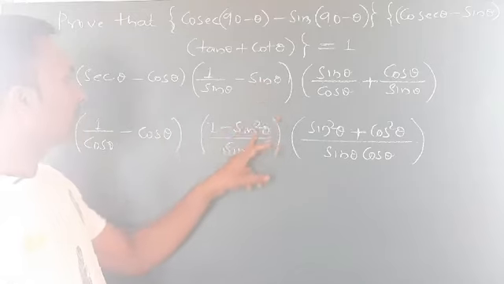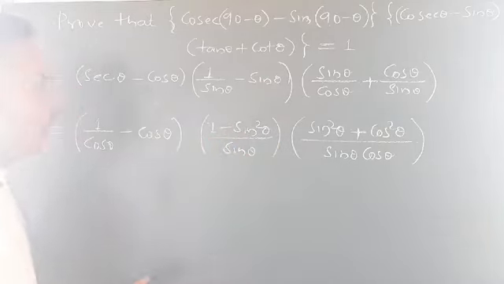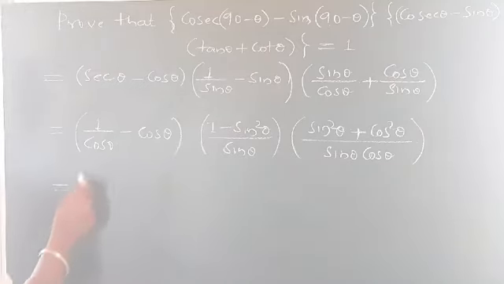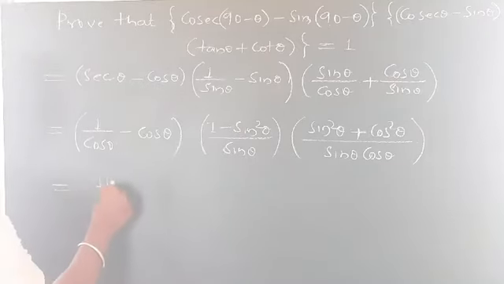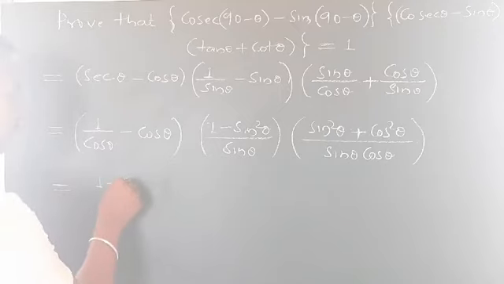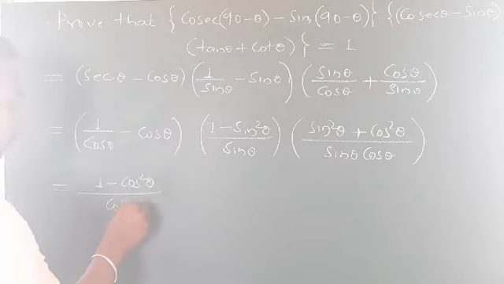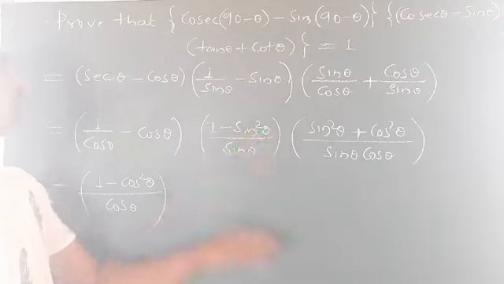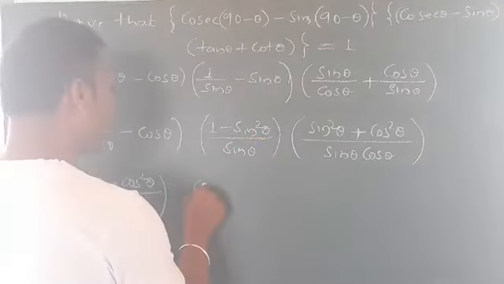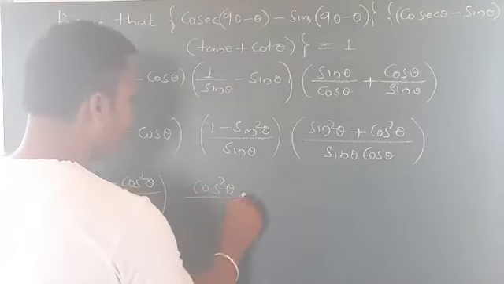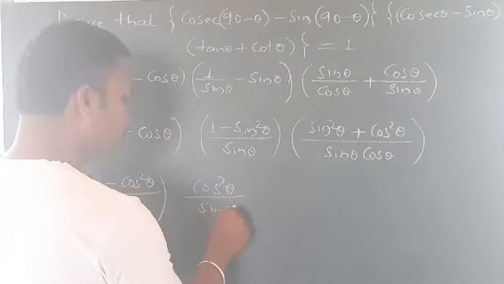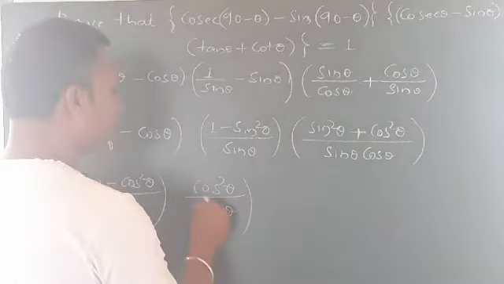This is sin into sin, sin square theta. This one is as it is, 1 minus sin square by sin theta. Now next step, you can do the same: 1 minus cos square theta by cos theta. Keep one bracket. So 1 minus sin square theta, how can we write it? 1 minus sin square is nothing but cos square theta by sin theta. Keep the bracket as it is.